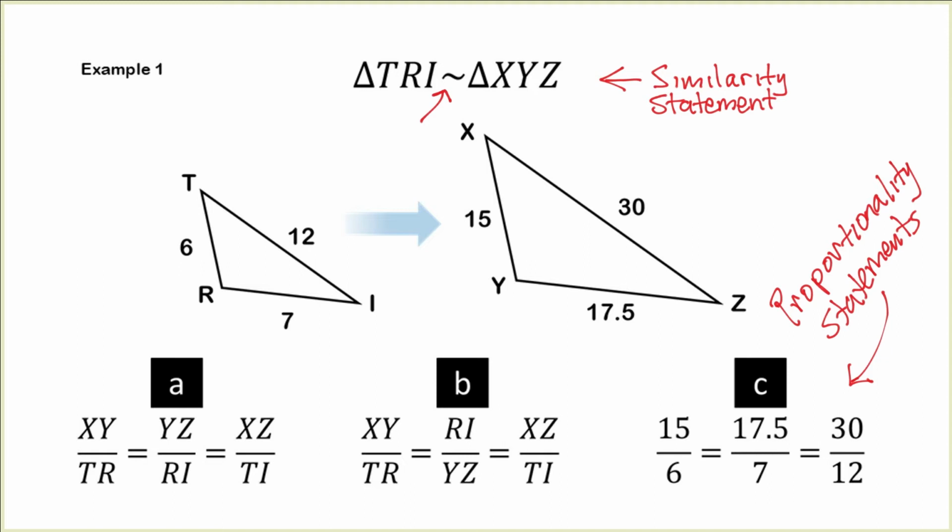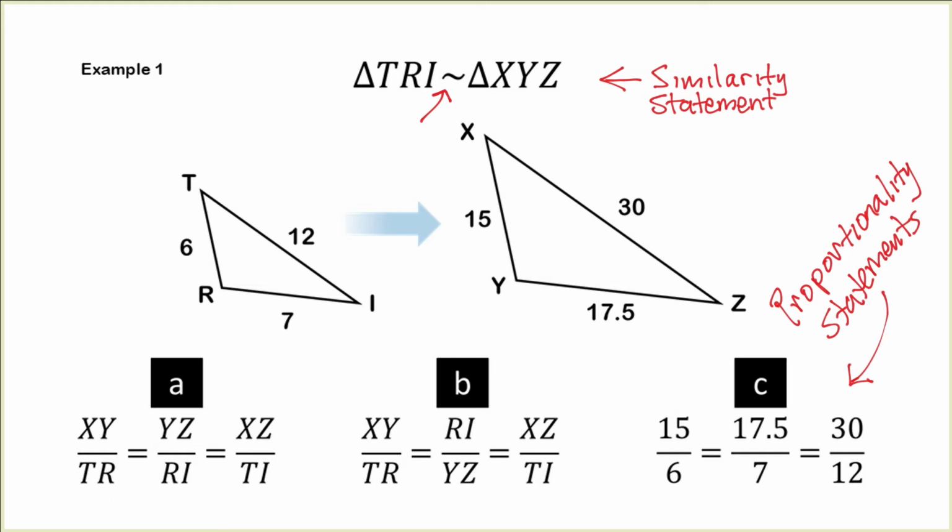So side XY is 15 and comes from the image. Side TR is 6 and comes from the pre-image. Side YZ comes from the image, and side RI comes from the pre-image. And finally, side XZ comes from the image, and side TI comes from the pre-image. And because these are similar triangles, all of those fractions, which will be improper fractions with the large number on the top and the small number on the bottom, will be equivalent.